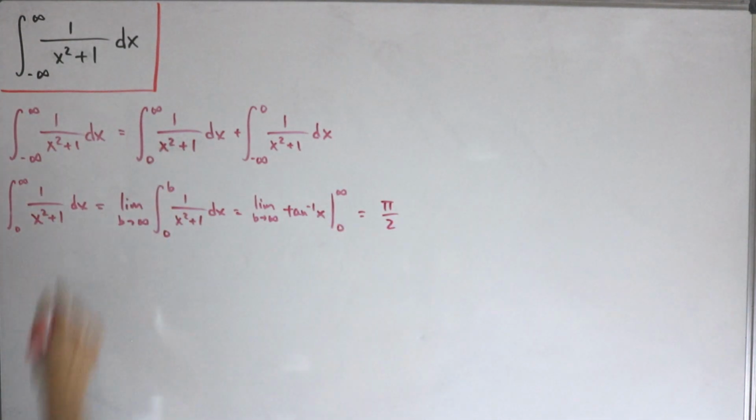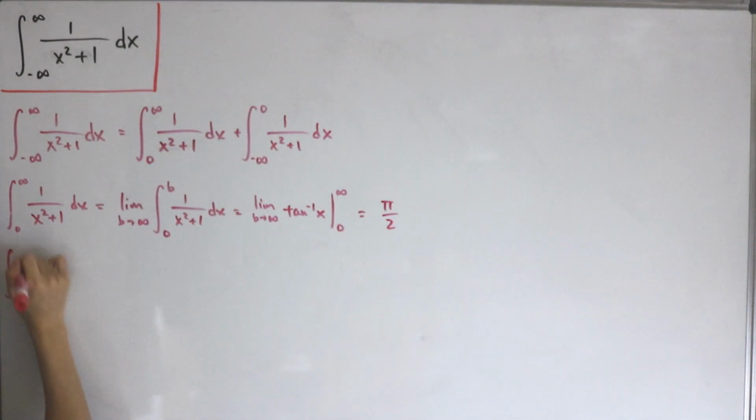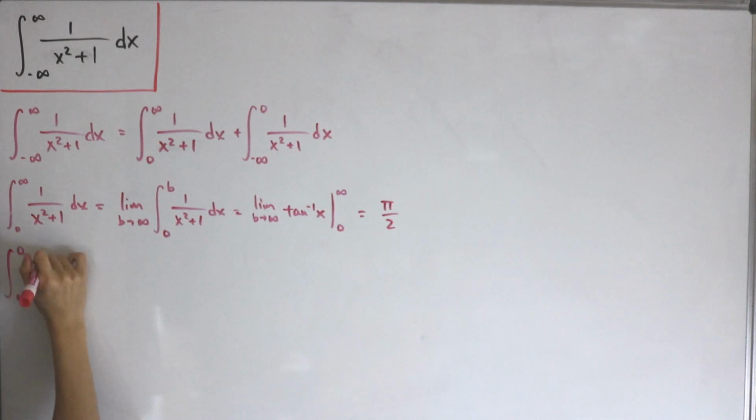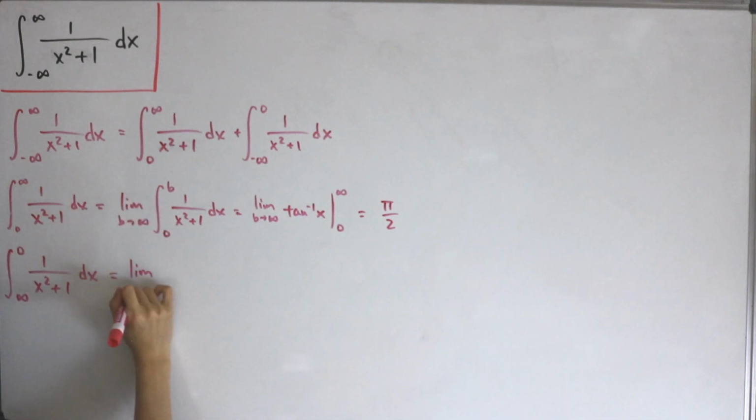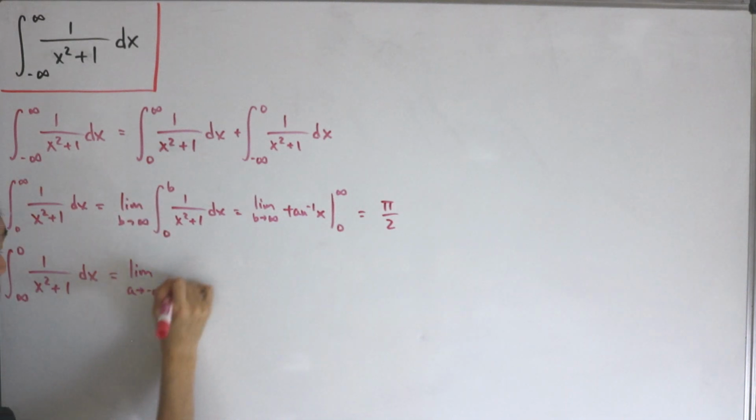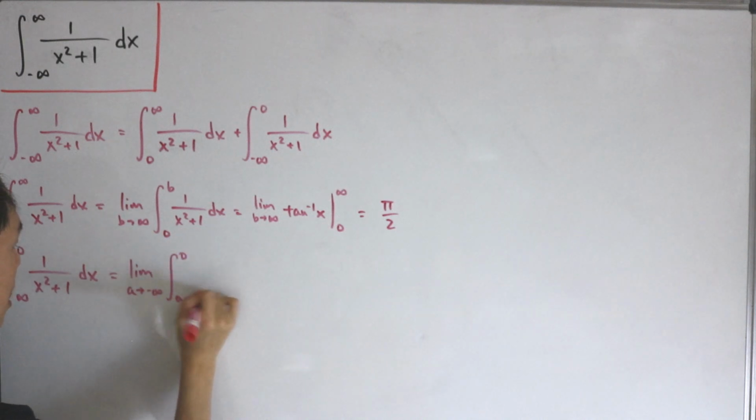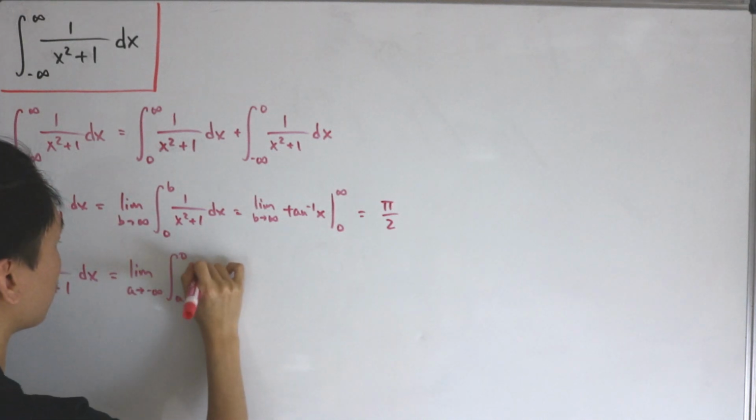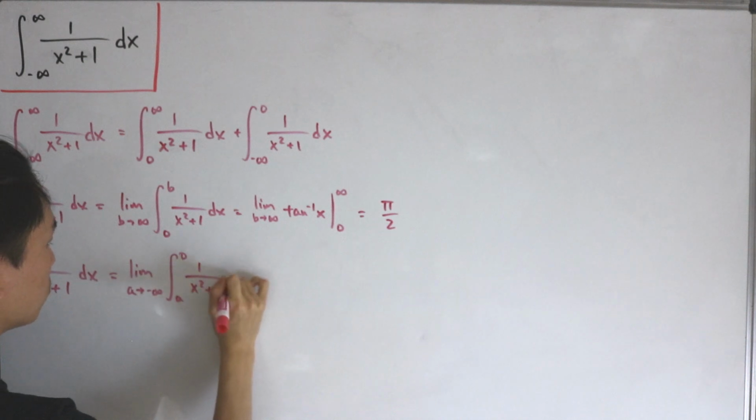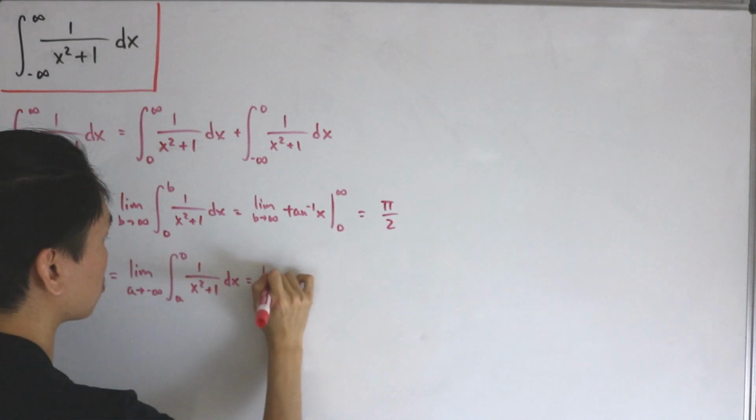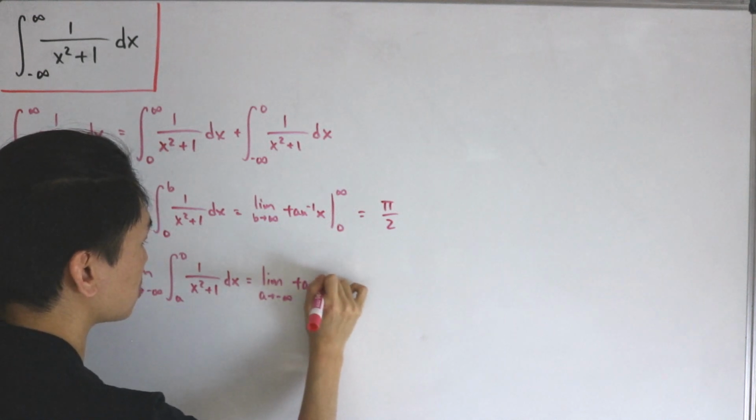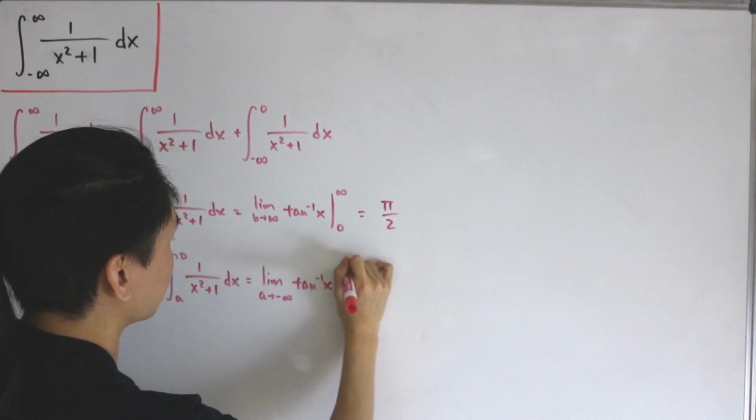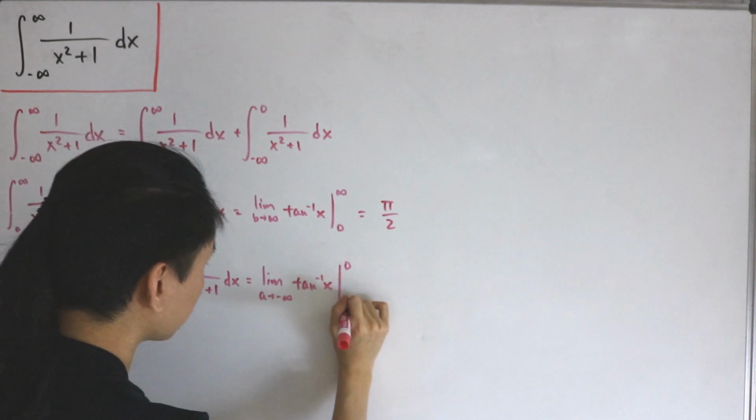So that's one integral down, so let's now tackle the other integral. As you can already guess, this is basically the same format and technique. We'll simply write this as the limit as a approaches negative infinity of the integral from a to 0 of 1 divided by x squared plus 1 dx. So that's the limit as a approaches negative infinity of inverse tangent x, evaluated from a to 0.